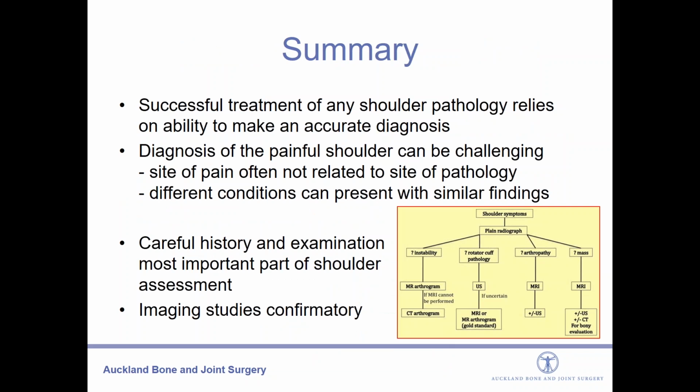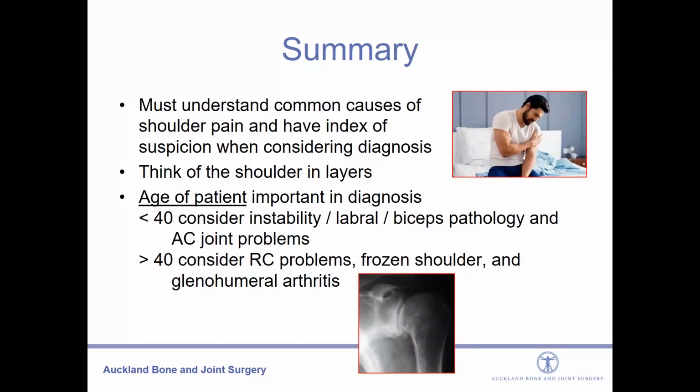So to finish up, and I know there's a few other questions that we can then move on to, we've talked about trying with shoulder pain to make a more accurate diagnosis. And for me, it comes down to the history and examination more than anything else. I use imaging really just to confirm my thoughts. Rarely am I surprised really about what imaging will show. Remember, the site of the pain isn't necessarily where the pathology is, and different conditions present with similar findings as well. So it's a bit of private eye work required here.